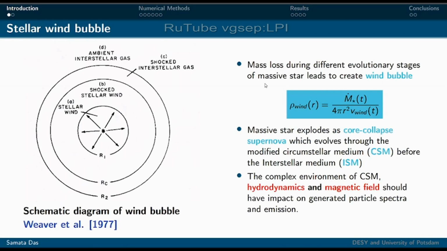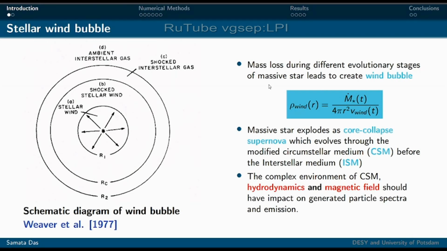At first, the stellar wind bubble. The massive stars lose a considerable amount of their mass during the different evolutionary stages they evolve through. The wind density depends on the mass loss rate and the wind velocity. When the stellar wind interacts with the ambient ISM, it creates a double shock structure, the forward shock and the reverse shock. We call this reverse shock the wind termination shock, and in between there is the contact discontinuity.